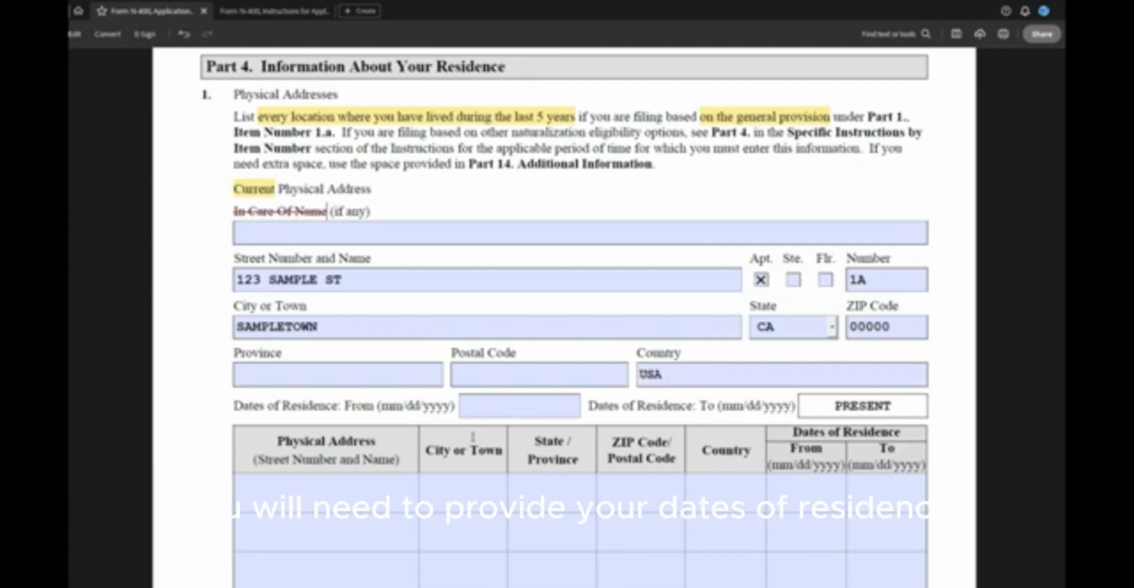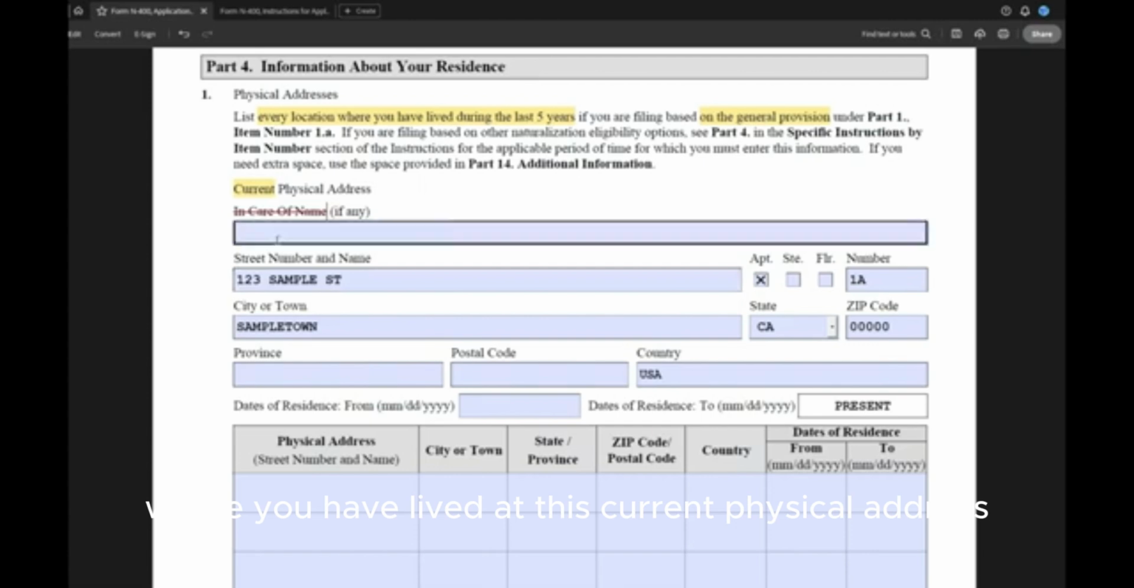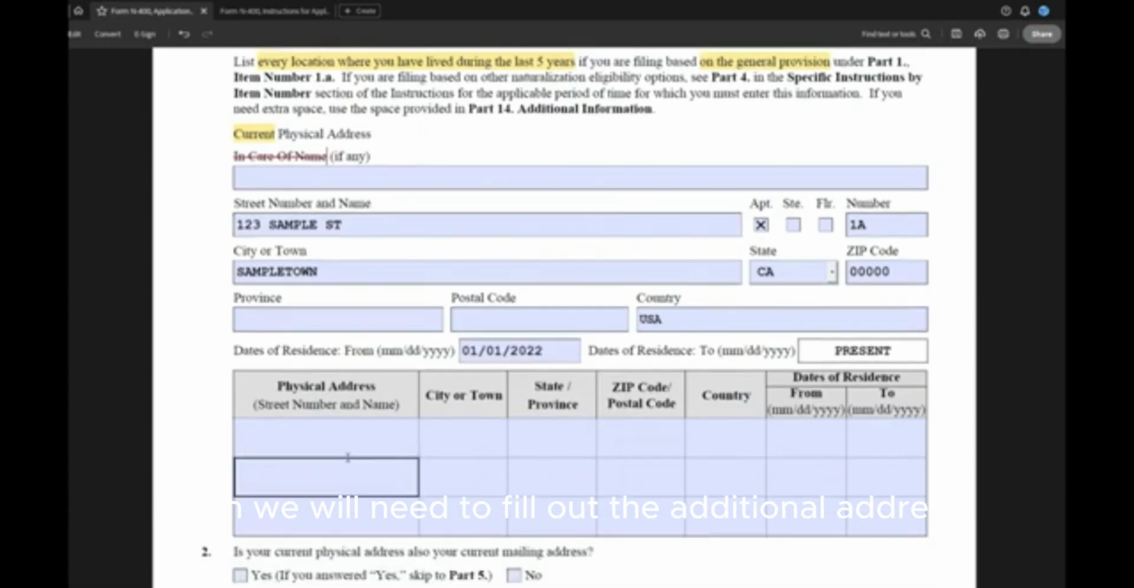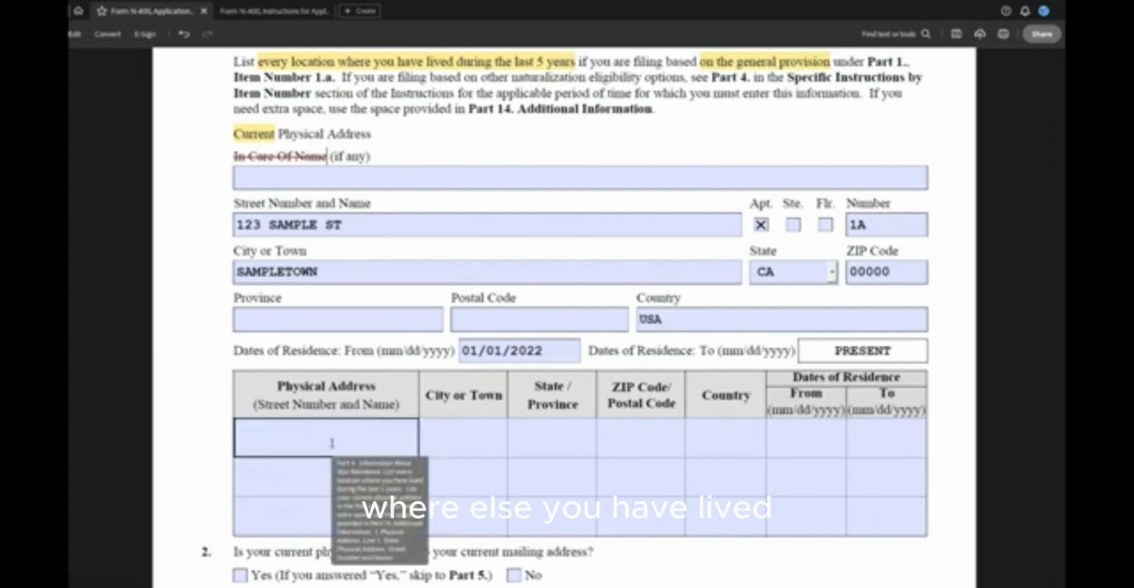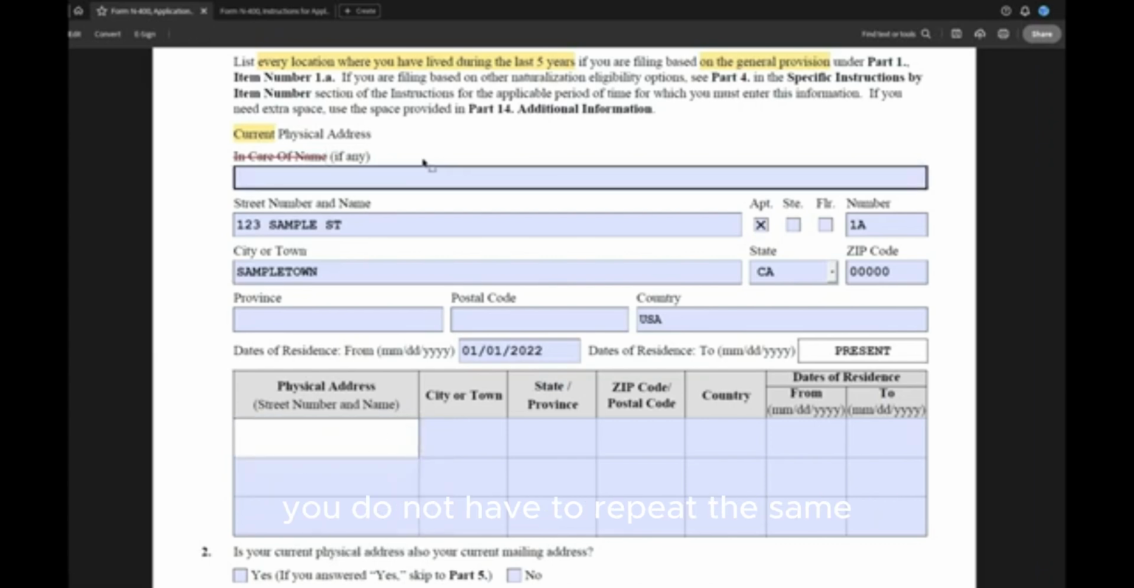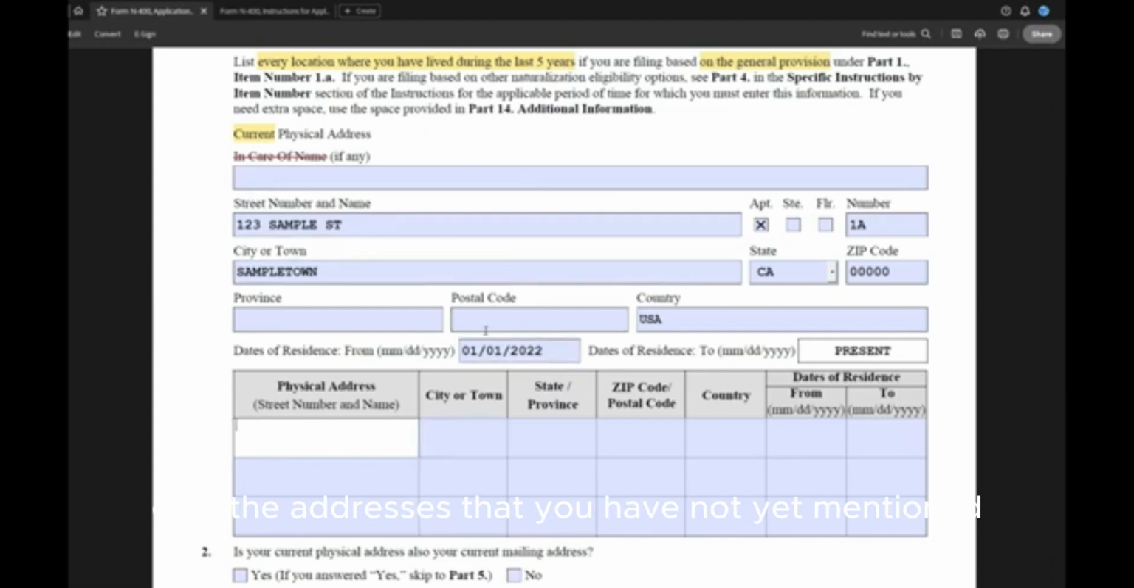And here you will need to provide your dates of residence where you have lived at this current physical address. Then we will need to fill out the additional address where else you have lived. You do not have to repeat the same address that you listed above, only the addresses that you have not yet mentioned where you have lived before this date.